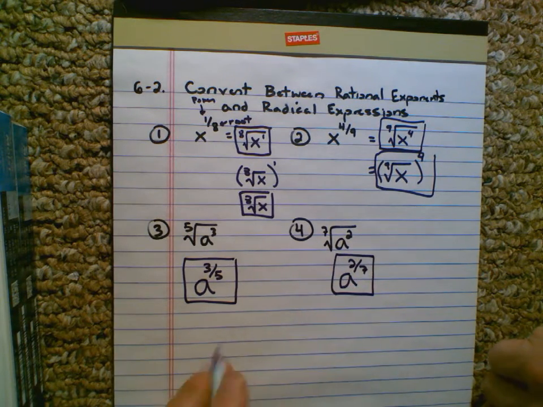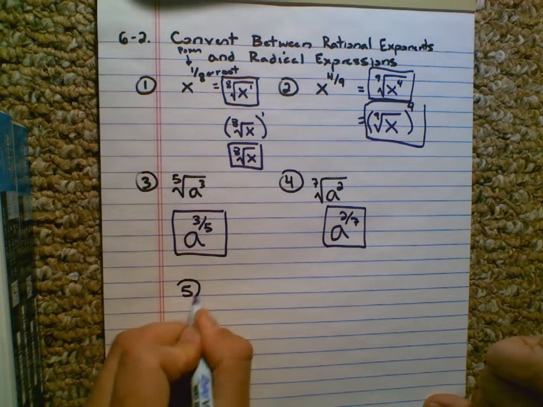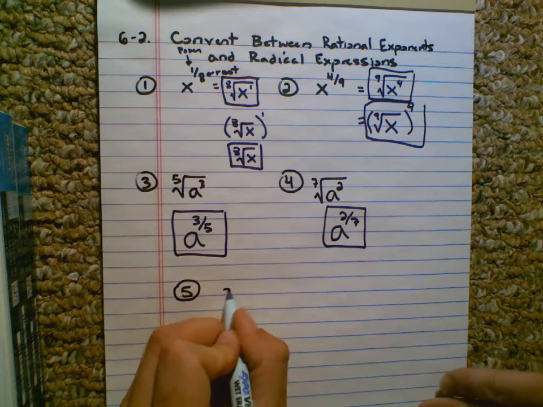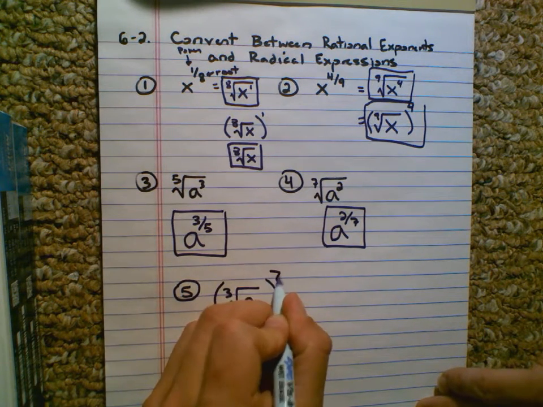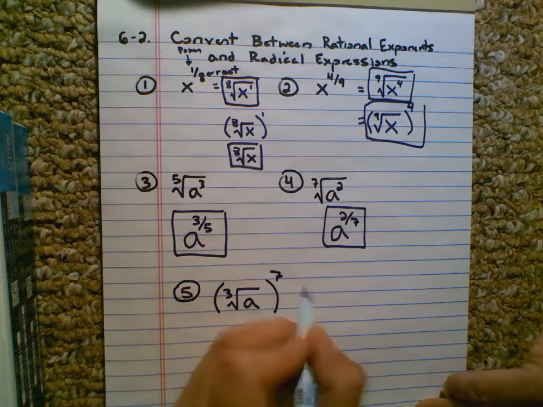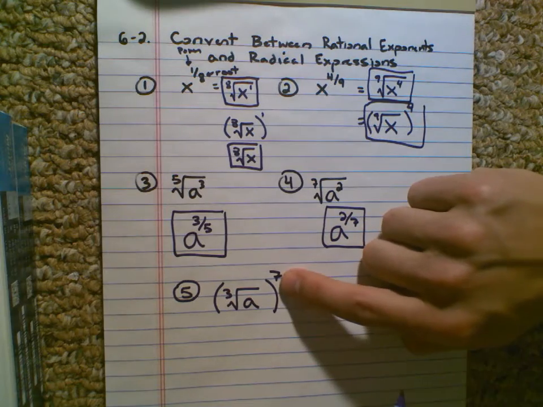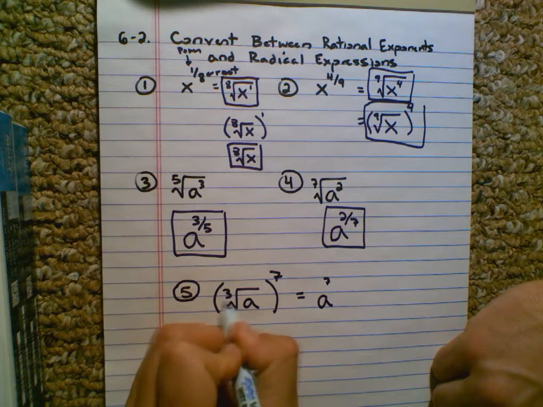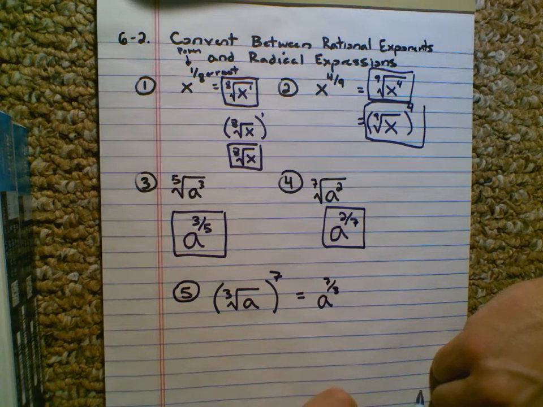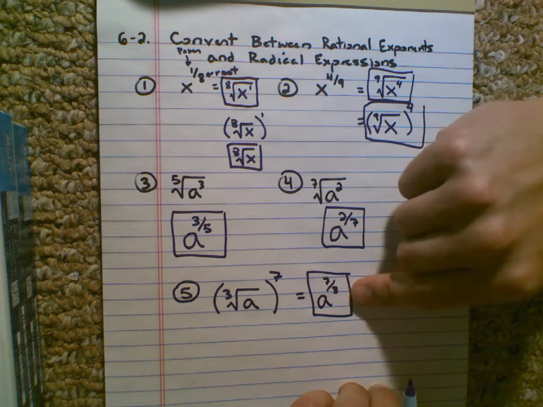Now, I didn't throw this example in here, so I'm going to add one last example here at the end. Call this number 5. Let's say instead I had the 3rd root of a, but I'm taking that to the 7th power. I can rewrite this as a rational exponent as well. My power's on the outside this time, but 7's still my power. So I have a to the 7th power, and I'm taking the 3rd root of it, so it's 7/3. This would be my answer. So just remember, powers are on top, roots are on bottom.